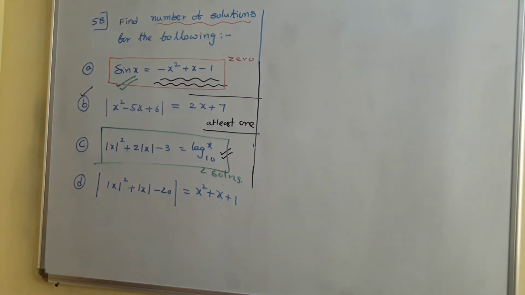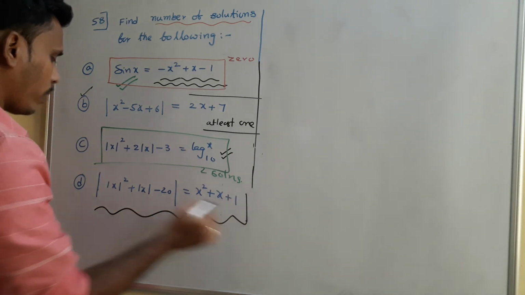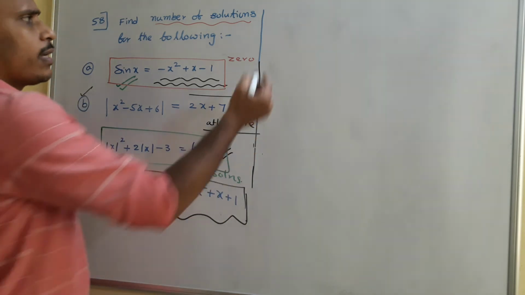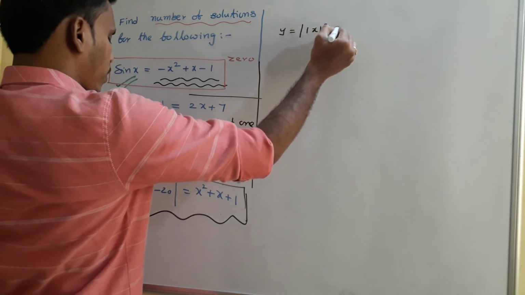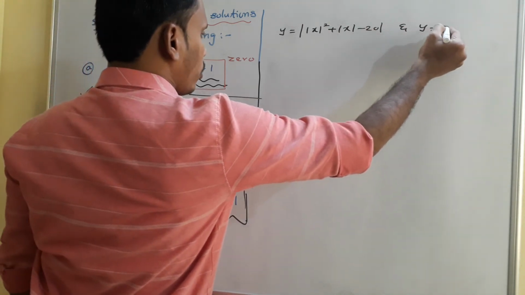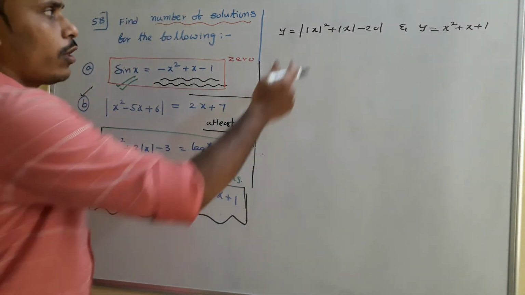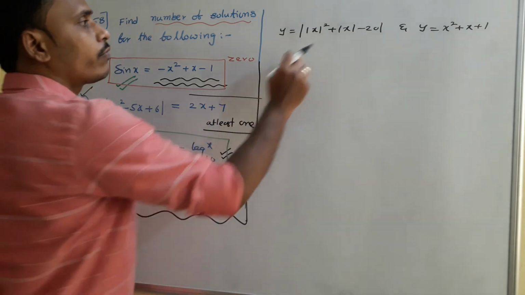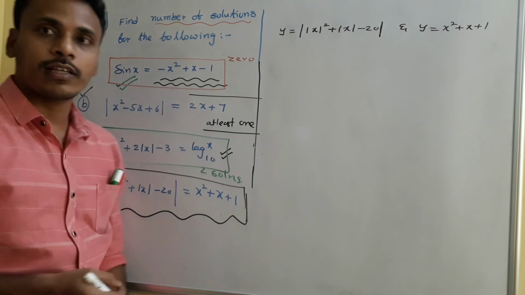Next one, modulus of mod x square plus mod x minus 10 is equal to x square plus x plus 1. Okay, so both sides are quadratic. As I mentioned, we need to sketch the graph of y is equal to modulus of mod x square plus mod x minus 20, as well as y is equal to x square plus x plus 1. Two graphs we need to sketch. First of all, think about this modulus of mod x square plus mod x minus 20, and for that you just sketch the graph of this inner one. What is that? Mod x square plus mod x minus 20.